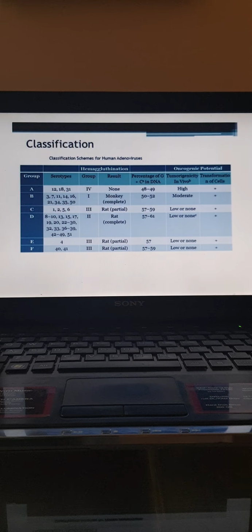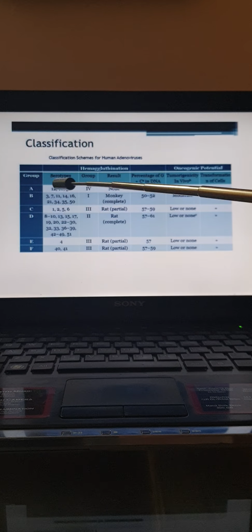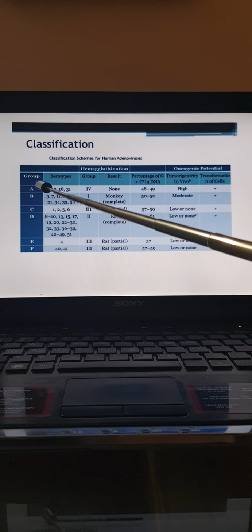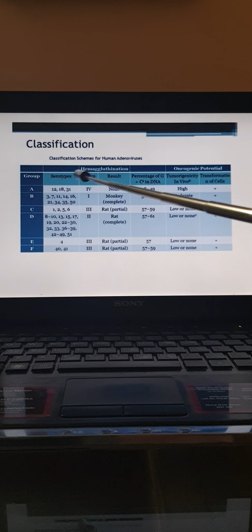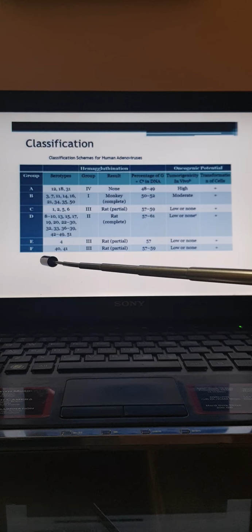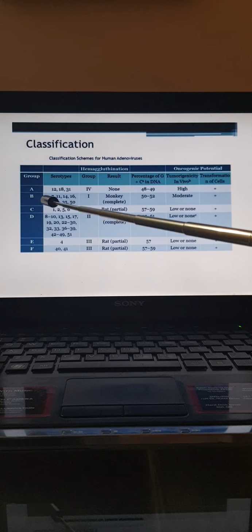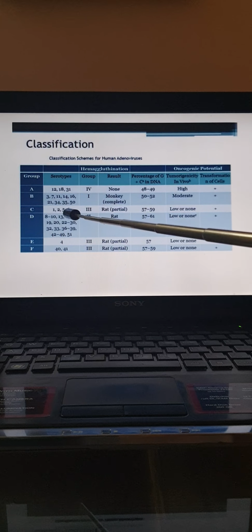So this is the classification. It has been classified into 8 groups, basically A to G, and B is further subclassified into B1 and B2. And then they have been further classified. So we have around 52 serotypes, and the groups are from A to G, and B is further subdivided into B1 and B2.